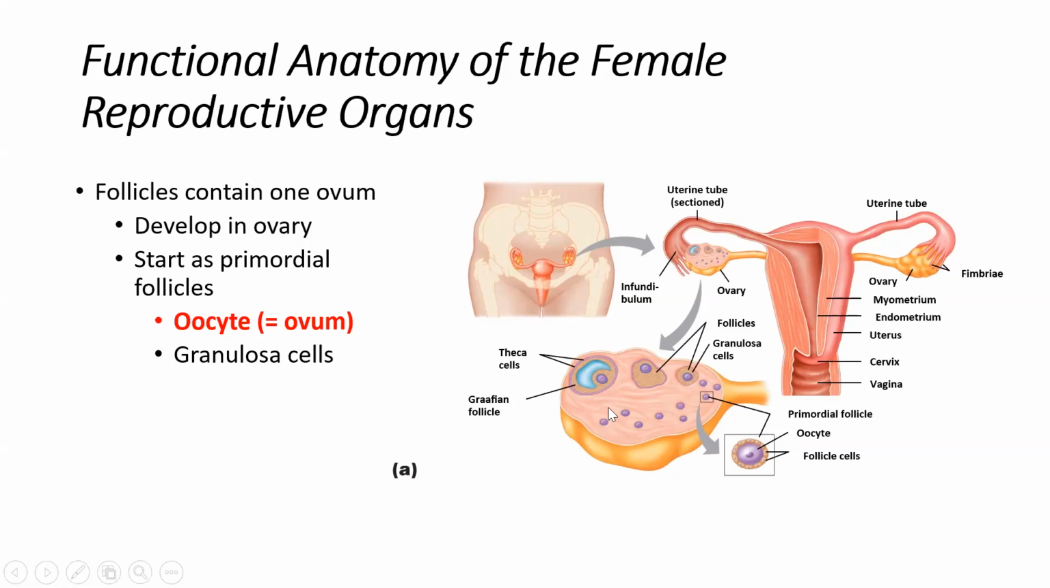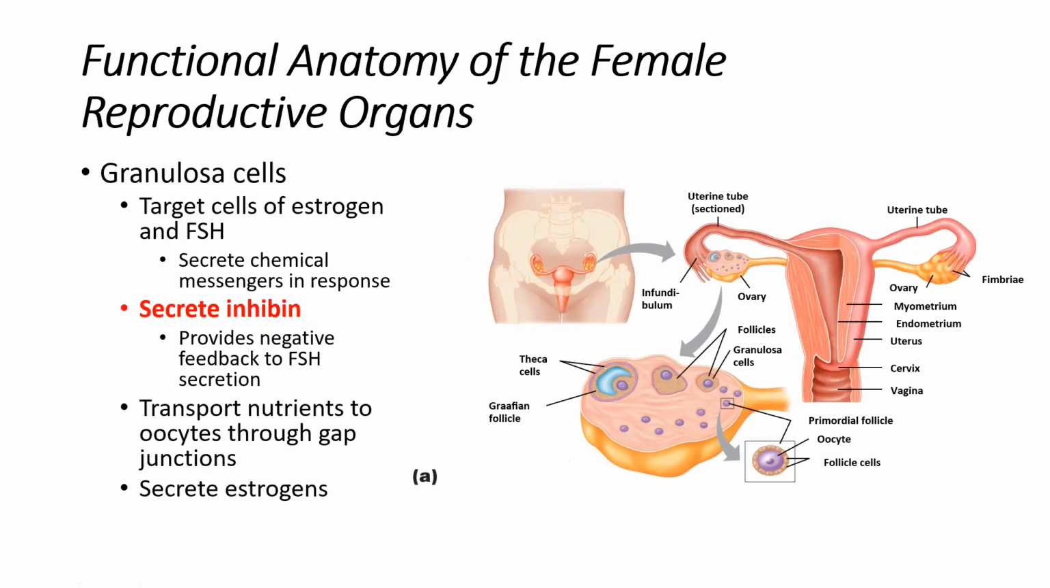There are two important parts to this follicle. There's the oocyte, which is the actual egg that's sitting in here. This has the genetic material, the DNA located within the nucleus. And then there's the granulosa cells, which are surrounding the oocyte, and they are providing the hormones and other support that's necessary for the development of this oocyte.